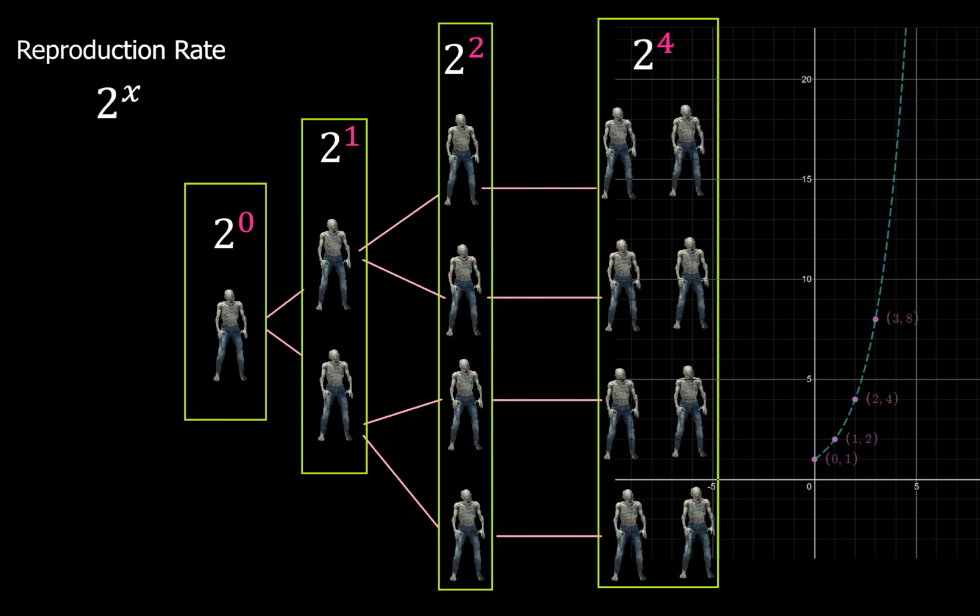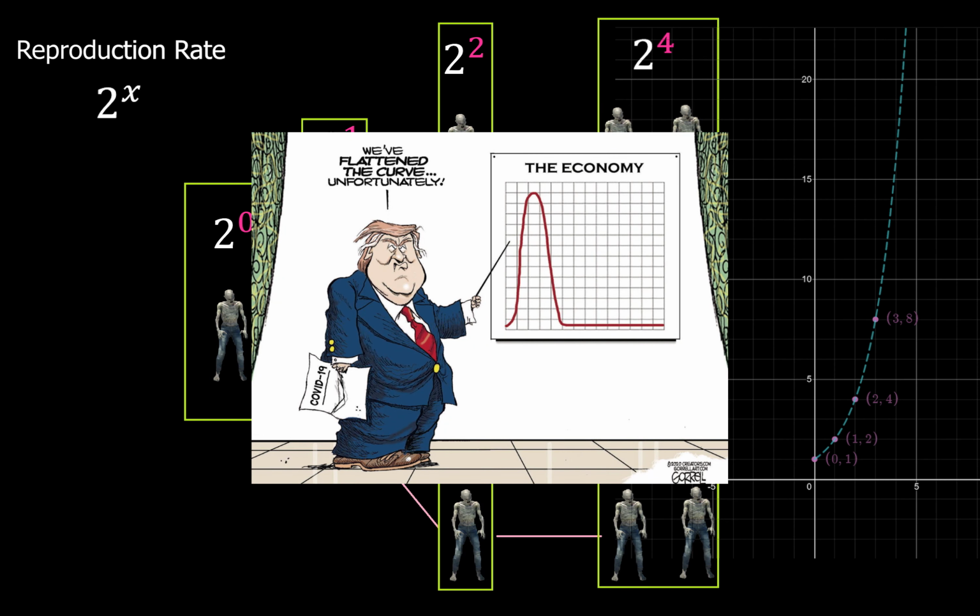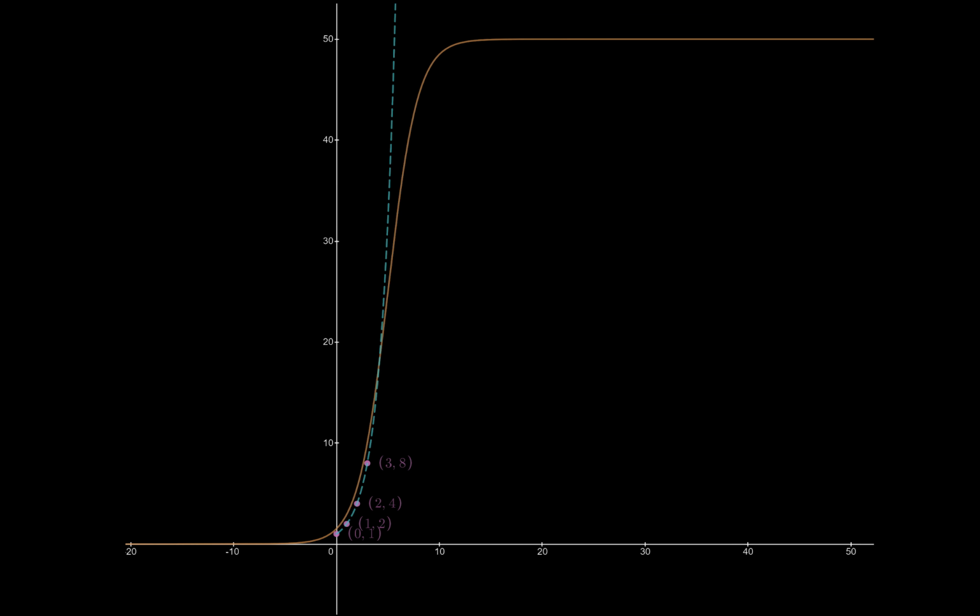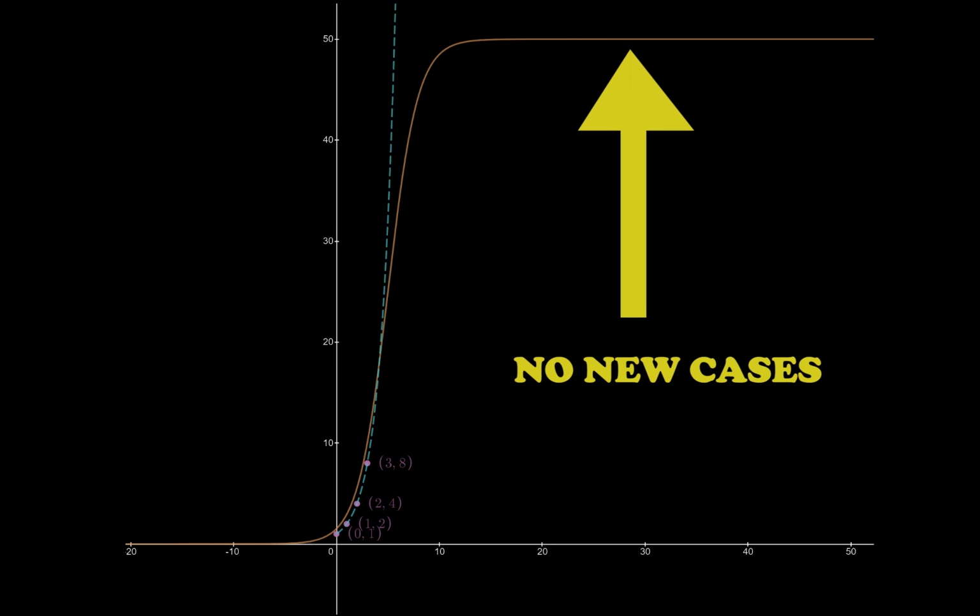This is why we hear on the news about flattening the curve. Essentially what they're saying is that we want the slope of this curve to be 0 after a certain point, which implies that no new cases are popping up.